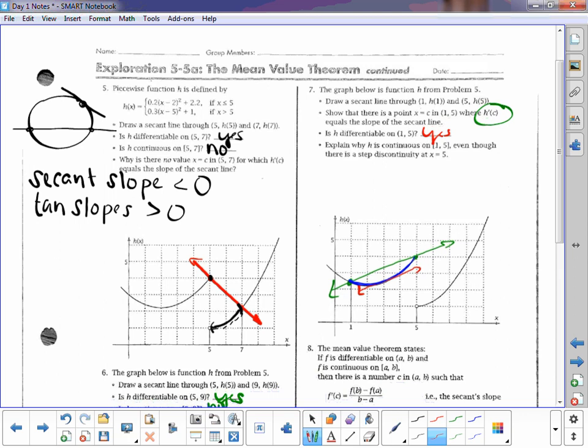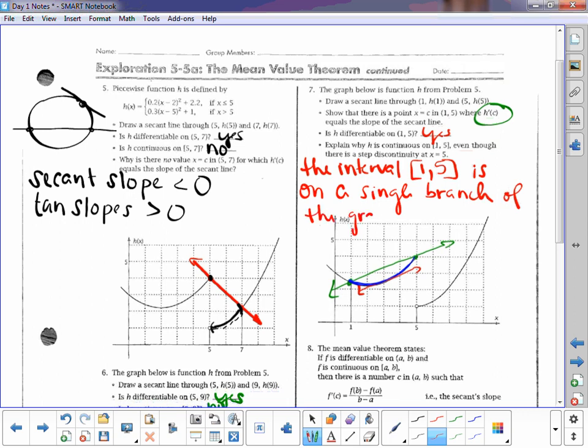So let's see. The interval 1 to 5, both contained, is on a single branch of the graph. And what I mean by that is it's all in that same piece. So it doesn't cause any issue for us. Again, 5 is included on the interval, and we can see 5 is included on that branch of the graph where the rest of our interval lies. The entire interval lies in the same place. Alright, questions on our graphs 5 through 7.